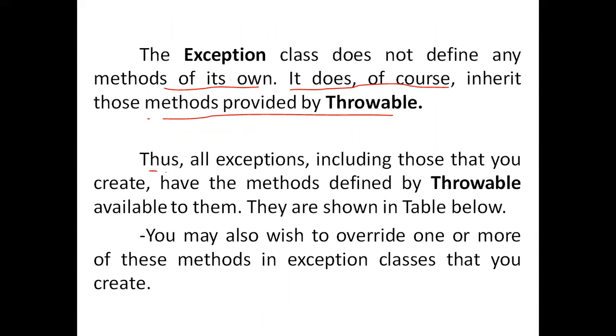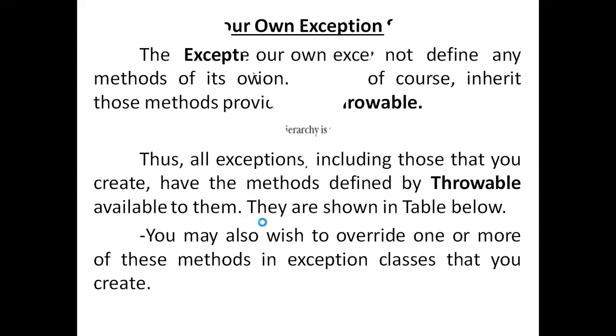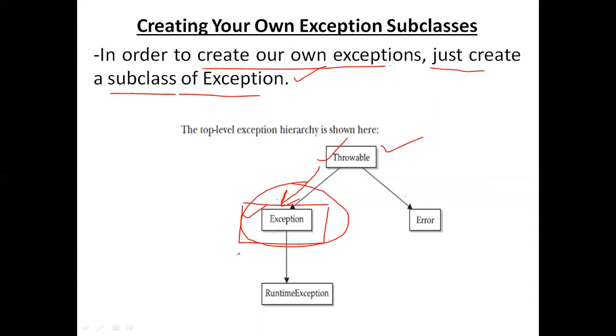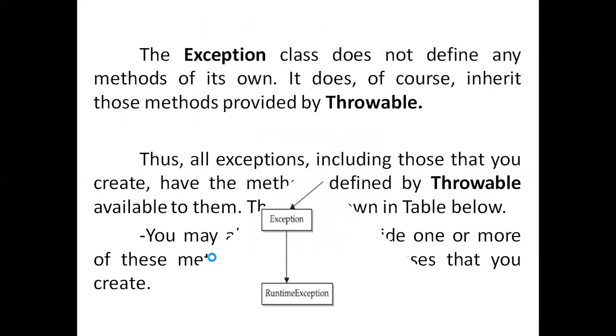See the second point. Thus, all exceptions, including those that we create, have the methods defined by Throwable available to them. They are shown in the table below. What is the meaning of this? Suppose you create your own exception. How? Just create a subclass of Exception. If you observe the hierarchy, whatever methods are present in the Throwable class all come to Exception, and whatever methods are present in Exception all come to your own exceptions. That is the meaning of it.